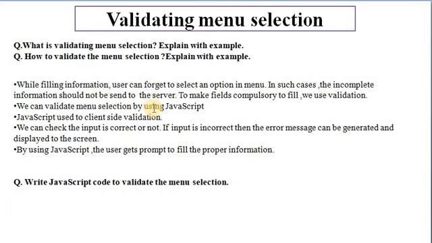We can validate the menu selection by using JavaScript, which is used for client-side validation. We can check whether the input is correct or not. If the input is incorrect, then an error message can be generated and displayed on the screen. By using JavaScript, the user gets prompted to fill in the proper information. Let us see the code to validate the menu selection.